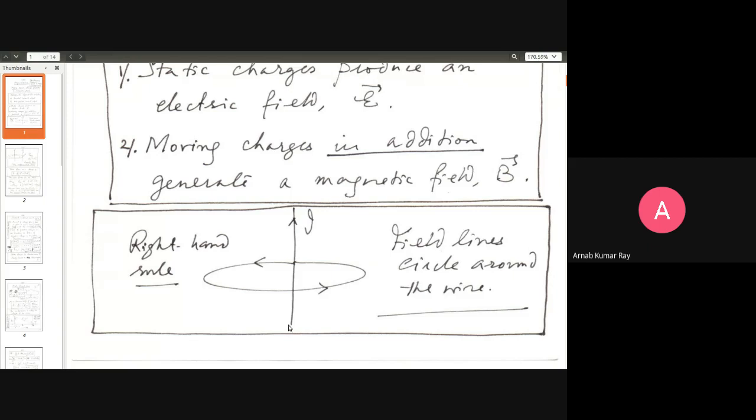Remember, static charges give rise to an electric field. A current gives rise to a magnetic field. Charges in motion give rise to a magnetic field. What is the nature of electric field due to static charges?